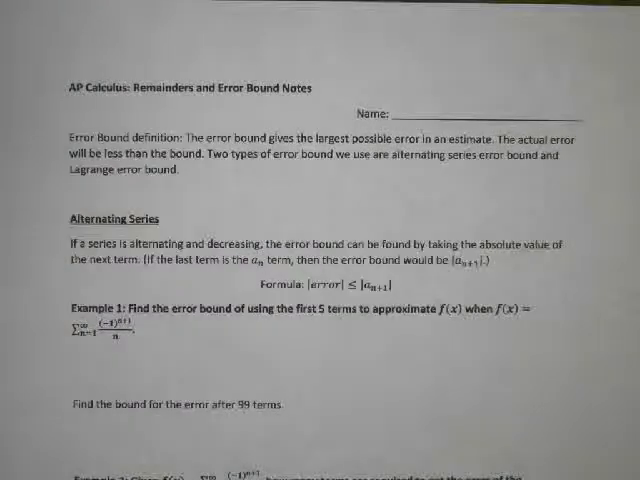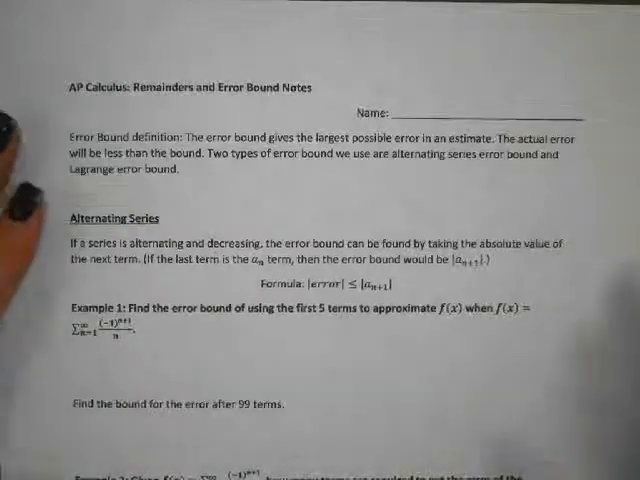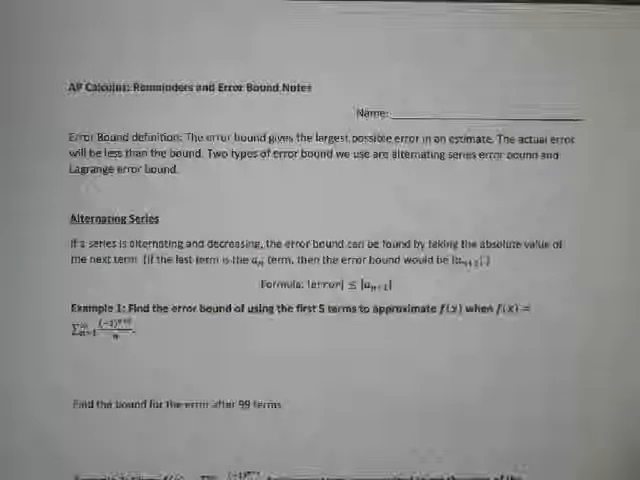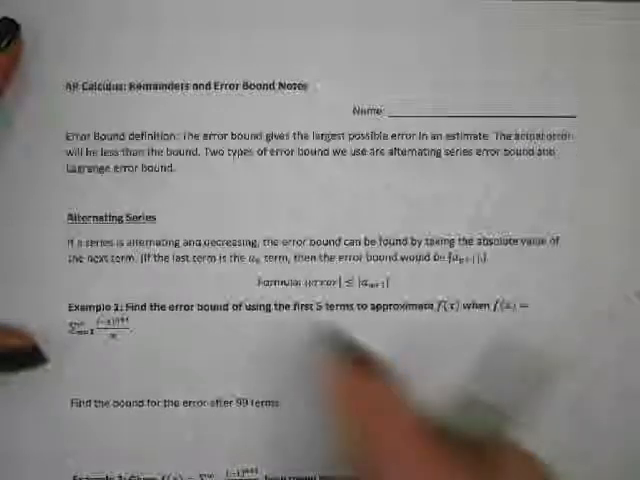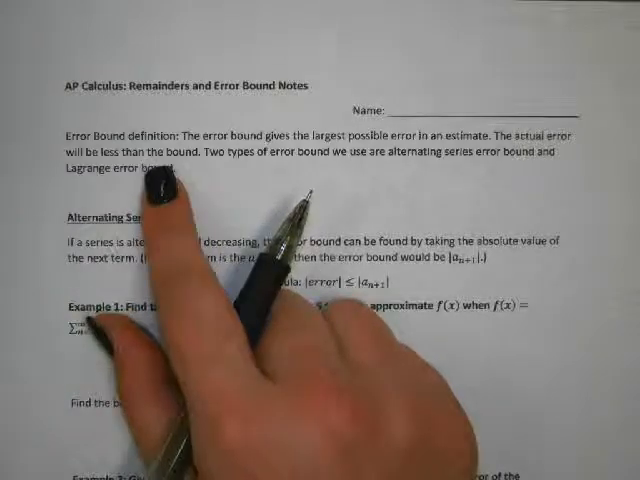All right, this video is going to be talking about remainders and error bound. We're still talking about this in relationship to series and to Maclaurin and Taylor and stuff that we've worked with before. We're just going a little bit deeper into the topic. All right, so first we have the definition of an error bound.